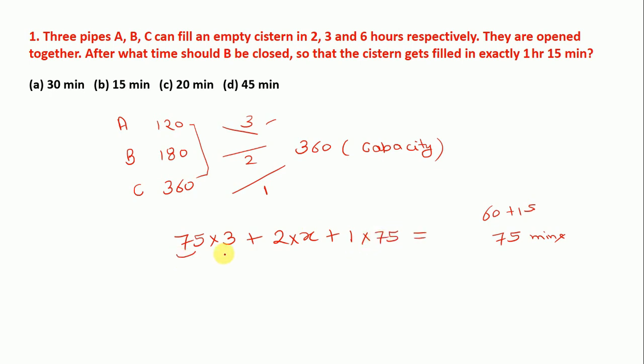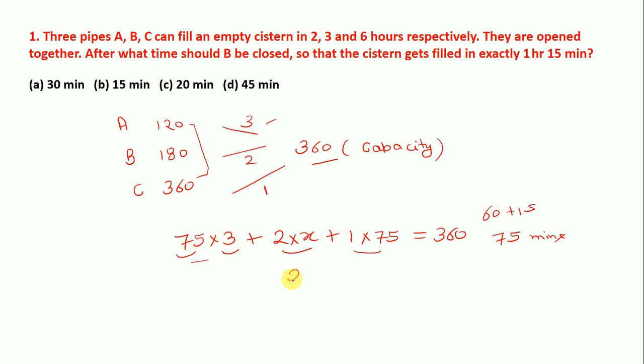This is time and this is efficiency, and the product of time and efficiency will be the total capacity or the total work done. So the total capacity filled by pipe A will be the product of this, the total capacity filled by pipe B will be this, and the total capacity filled by pipe C will be this. So total capacity will be 360 units as it is given already here. So it will be 75 into 3 and one more 75. So it will be 75 into 4 and it will come out as 300.